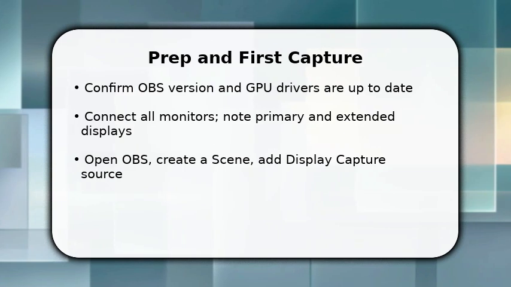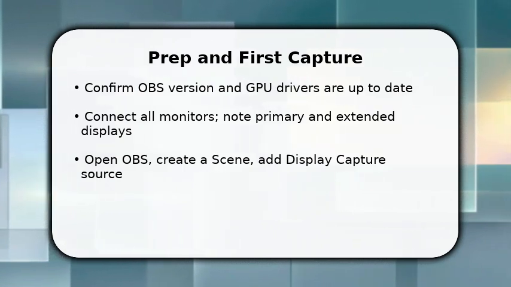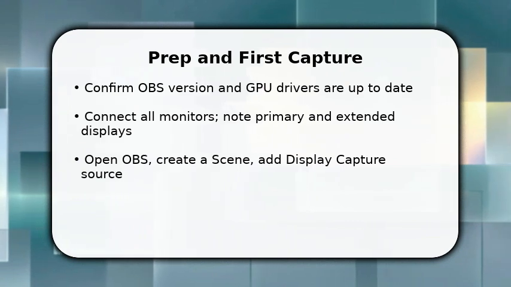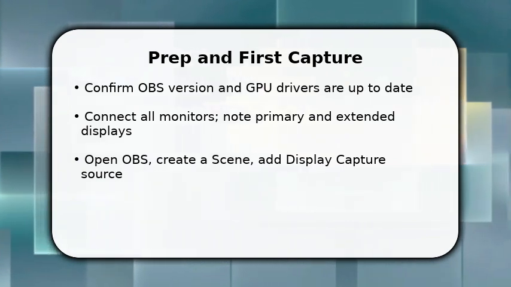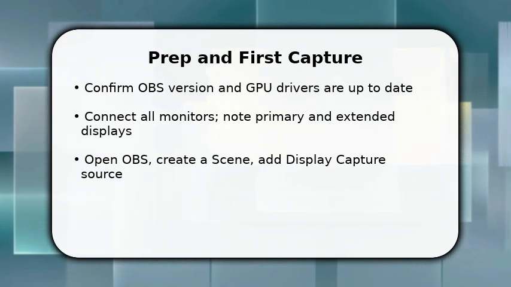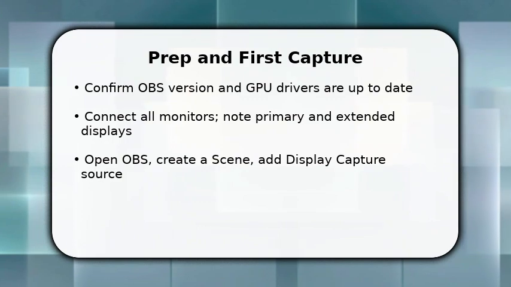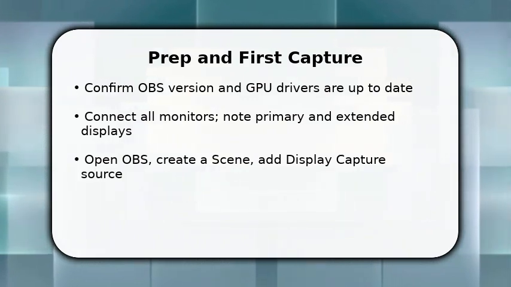In the source properties, select the specific monitor from the drop-down so OBS knows which display to ingest. Make sure to toggle Capture Cursor if you need pointer visibility. This sets the foundation so downstream steps can route and scale each screen without mixed inputs or duplicated captures.